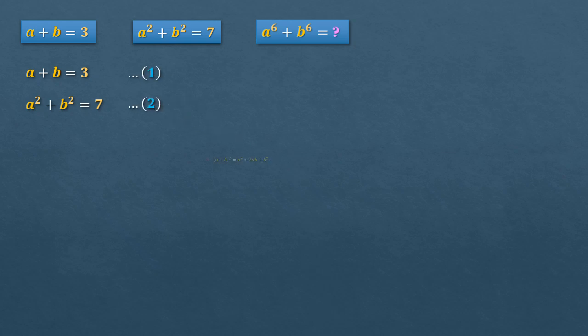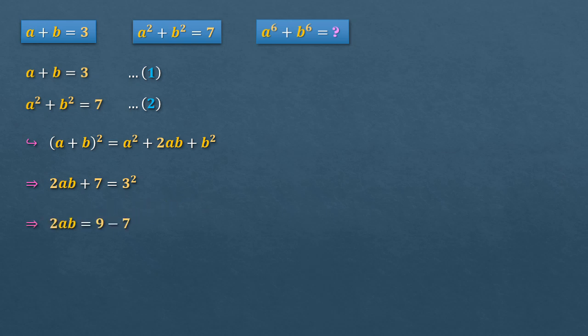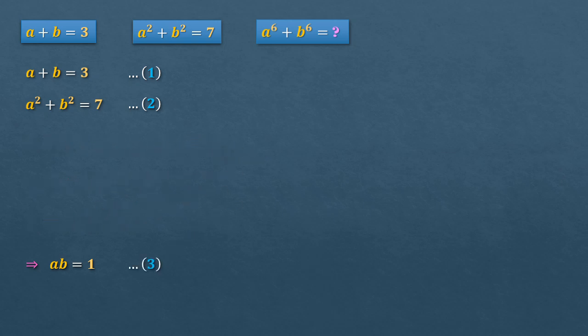Next, we consider the identity (a plus b) all squared equals a squared plus 2 times a times b plus b squared. We substitute a plus b from equation 1 and a squared plus b squared from equation 2 into this identity. This gives 2 times a times b plus 7 equals 3 squared. So 2 times a times b equals 9 minus 7, which yields a times b equals 1. We note this last equality as equality number 3.